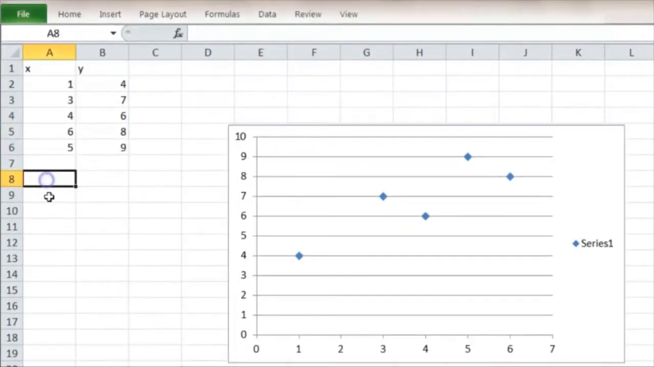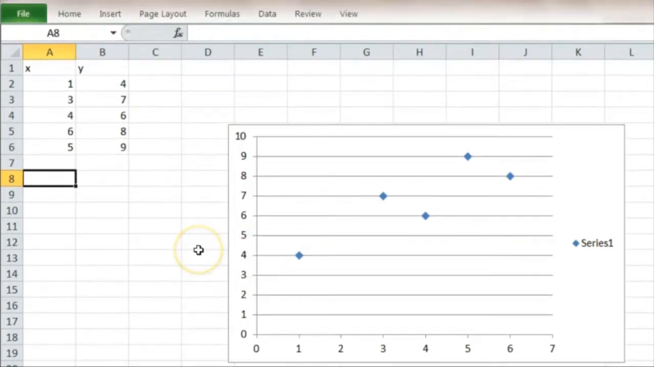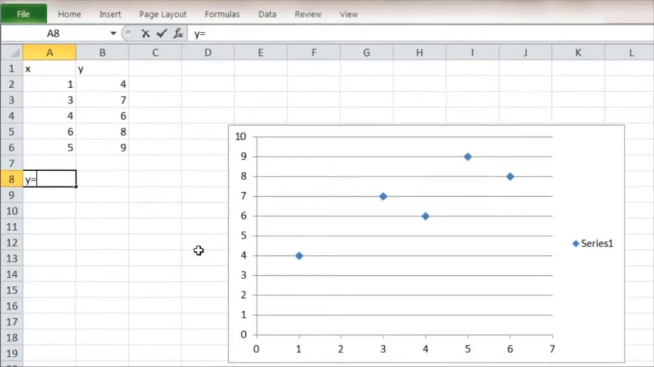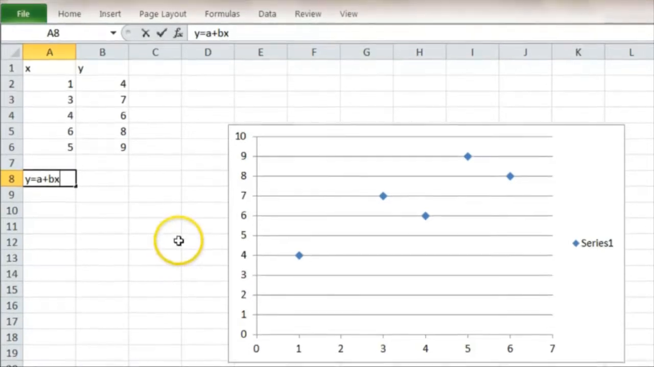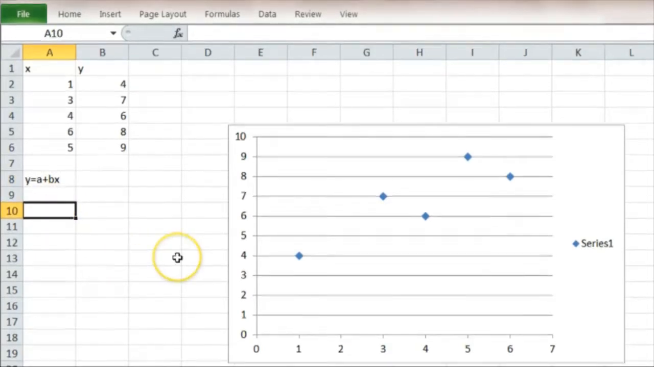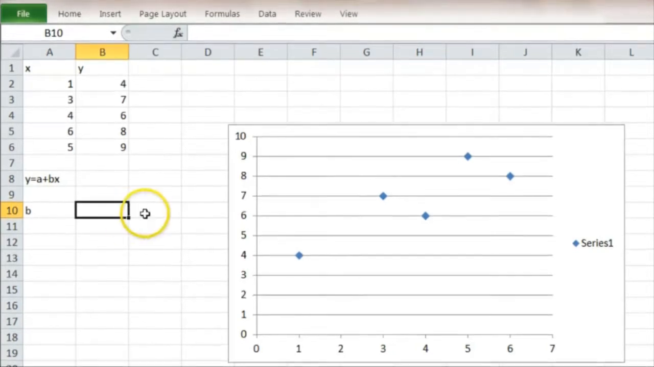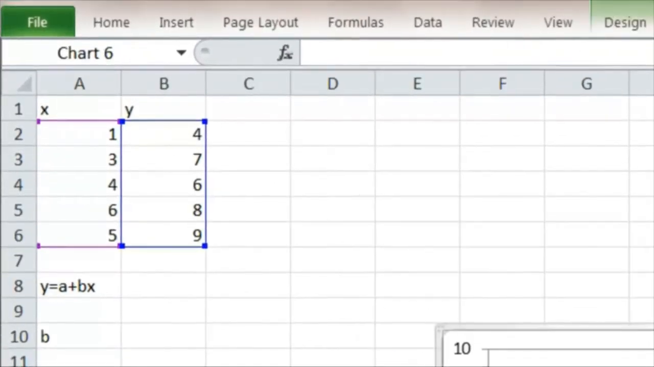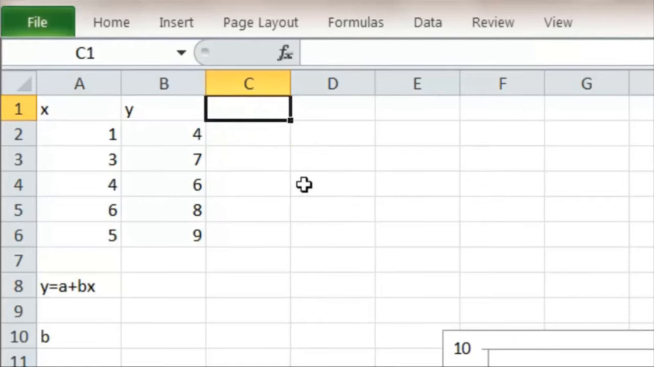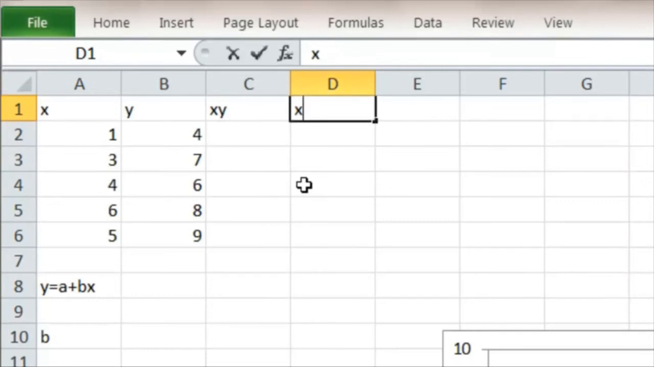We want to find the best straight line through that data, and let's suppose that's going to be y equals a plus bx. So a will be the intercept and b will be the gradient. To find b, we use the following formula. In fact, we'll put b there and then we're ready to put it in there. To do this, we need to move the graph because I've got to do some work on these columns of data. We need to work out x times y for each pair of data and x squared.